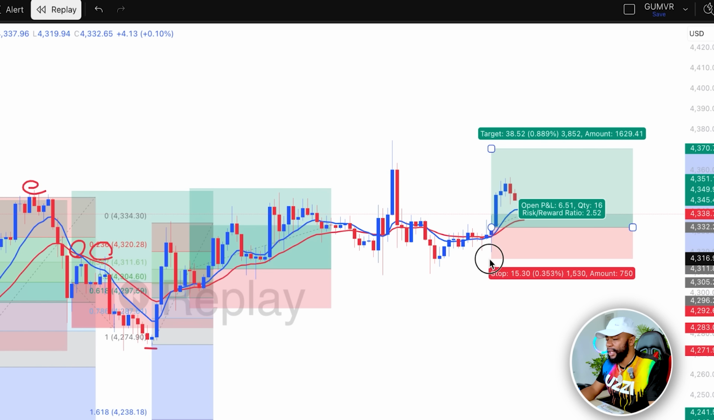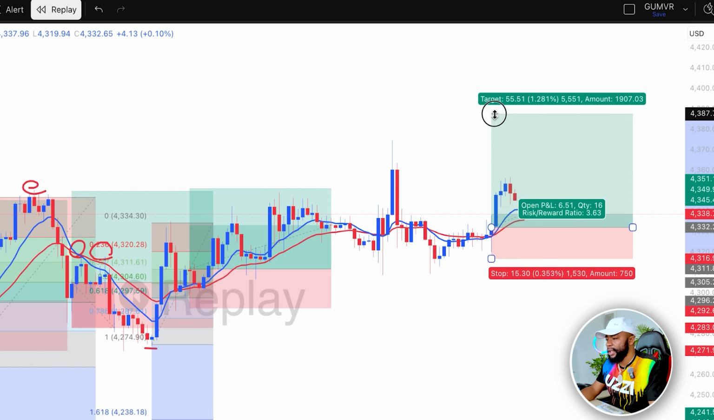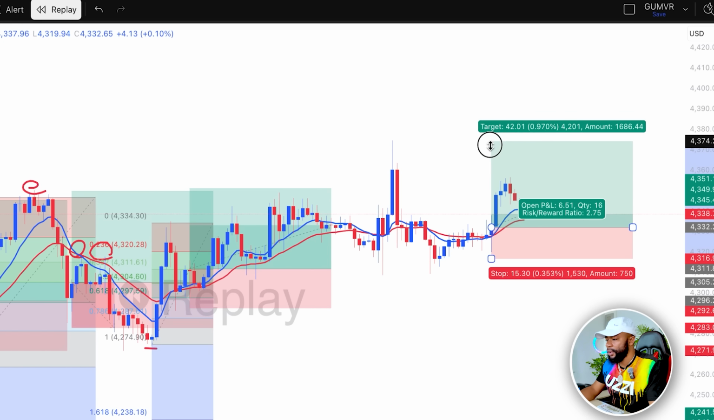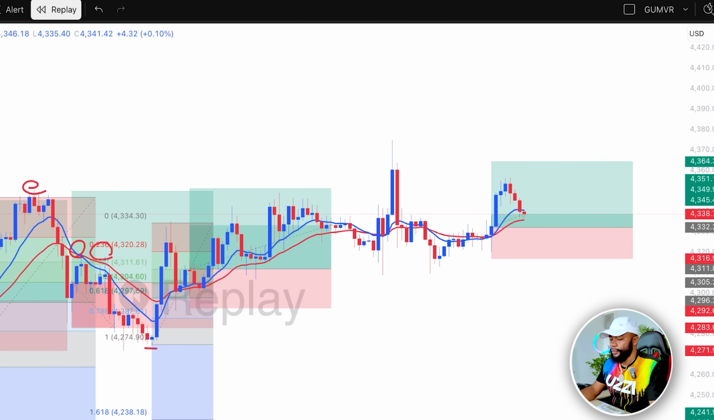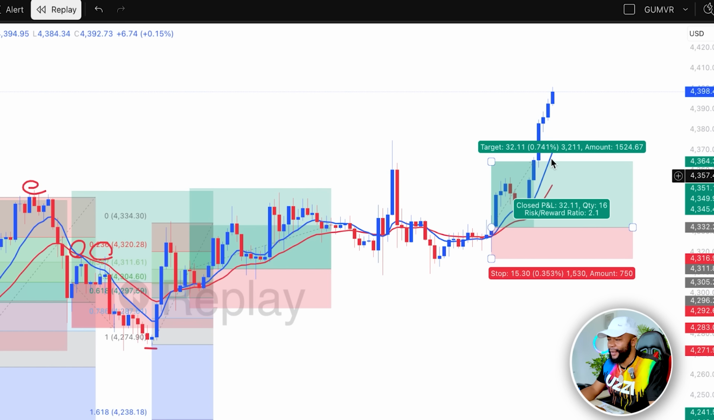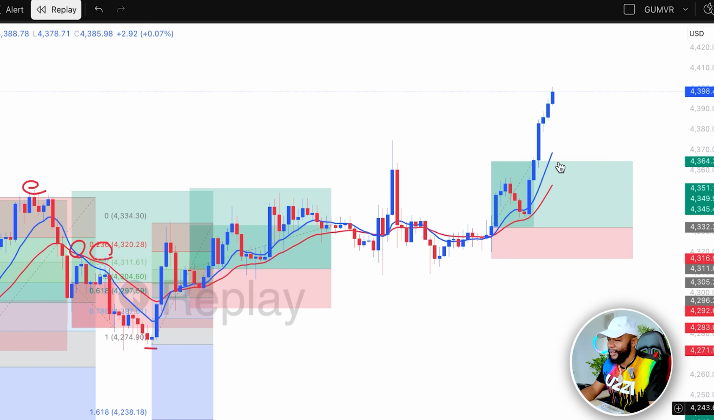So stop loss would have been here. And then we'll go for a risk to reward of 1:2. Right here. So let's go, let's see what happened. Boom. That one would have been a big win. Big win right there. Big win right here.